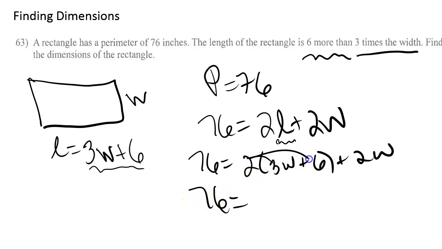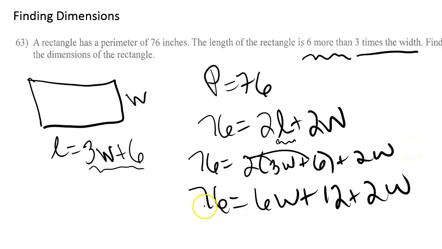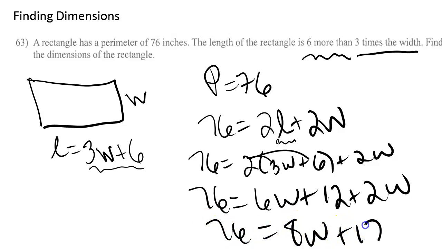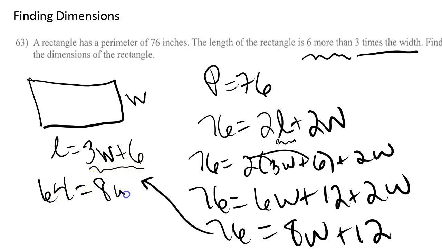We're going to use the distributive property here. So we have 6W + 12 + 2W. Now we're going to combine like terms. 76 = 8W + 12. Now you're back in Algebra 1 class, so you can come right over here for just a minute, and you have 64 = 8W, and that gets us to W = 8 inches.